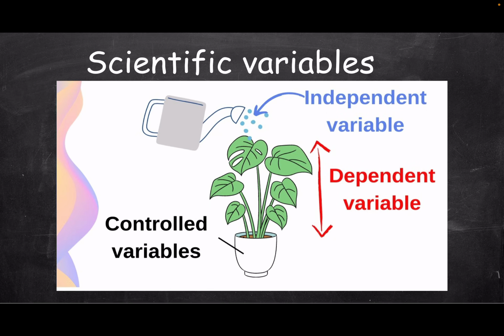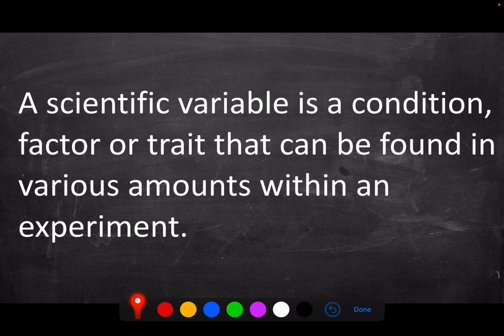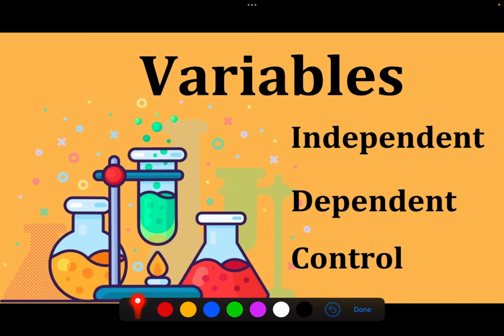This video is meant to be a quick fix for those who are not quite getting the different scientific variables. So first of all, a scientific variable is a condition, factor, or trait that can be found in various amounts within an experiment. So there are three different types of variables. There is the independent variable, the dependent variable, and the control variable, also known as the fixed variable.